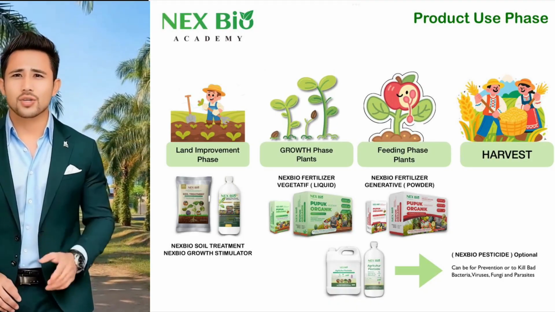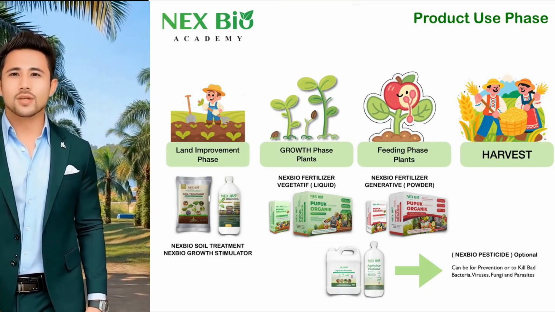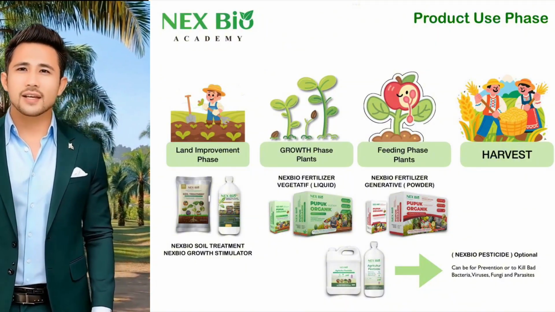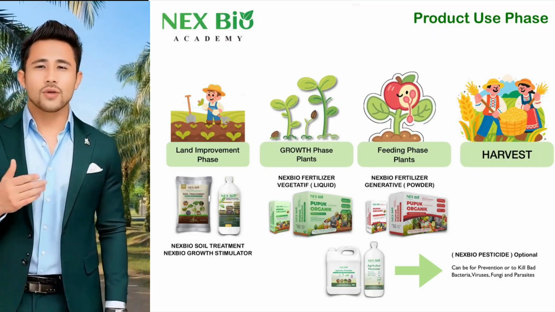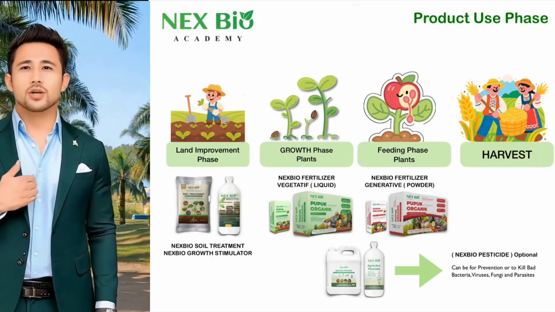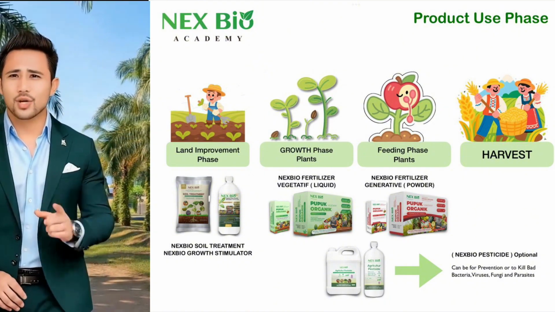The second phase is the growth phase of plants. You need the Nexbio fertilizer vegetative. This is the liquid fertilizer. And the third phase is the feeding phase of plants. You can use the Nexbio fertilizer generative. This is the powder fertilizer for the feeding phase.